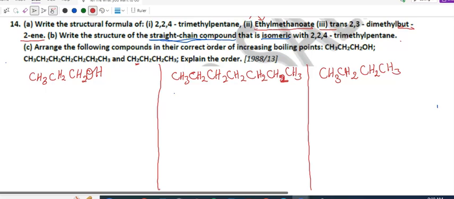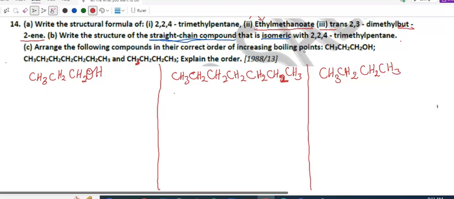Okay, the next one is 4C. Arrange the following compounds in their correct order of increasing boiling points. We have propanol, we have heptane, we have 2,3-butane. Okay, good. And you are asked to arrange these compounds in order of increasing boiling points. That means the one with the highest boiling point will come last, right?